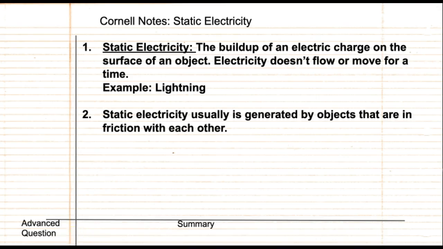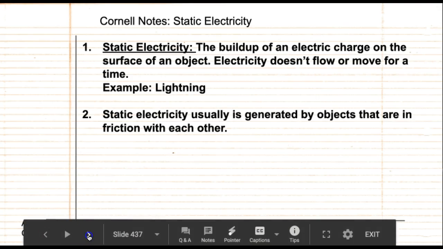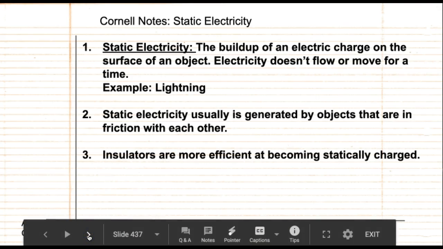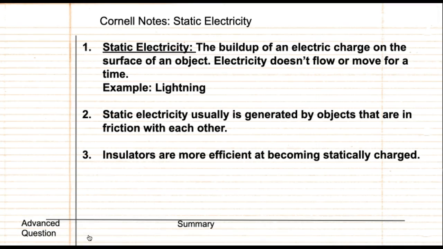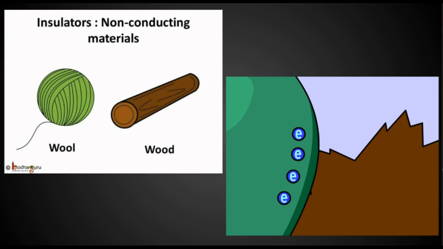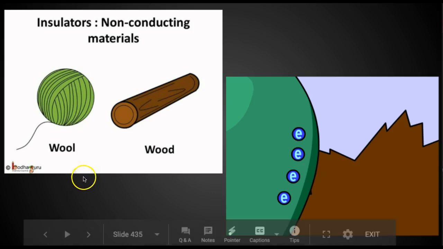Okay, moving on to number 3. Insulators are more efficient at becoming statically charged than, let's say, conductors are. We talked about this earlier in the year. Conductors and insulators, for example, wood and wool are non-conducting materials.